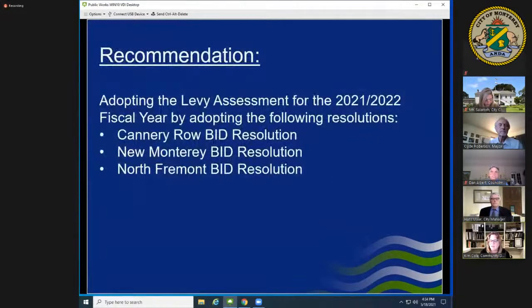So with that, we're recommending that you open the public hearing, see if there are any protest votes, and if not, depending on the number and the total, that you adopt the levy of assessment for this next year. Happy to answer any questions.